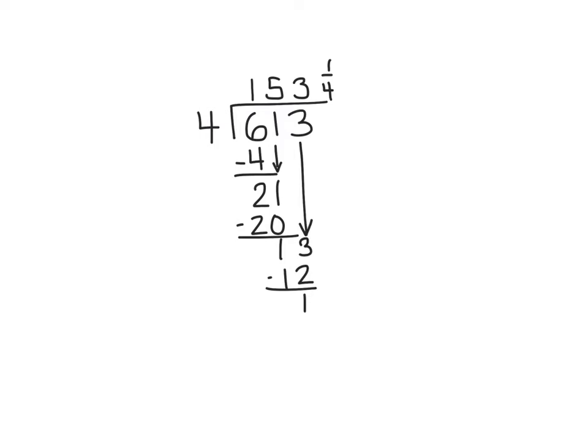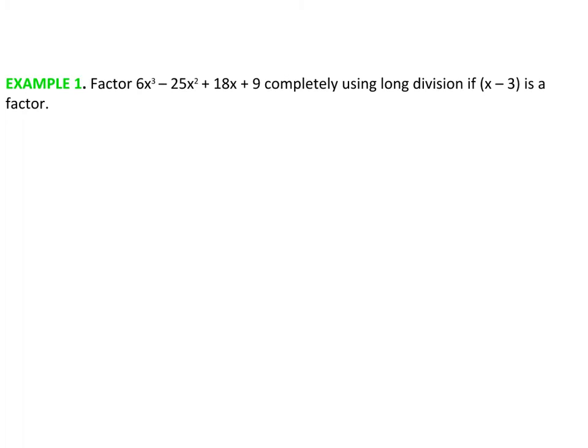Let's mimic this now with polynomial long division. We're told to factor 6x cubed minus 25x squared plus 18x plus 9 completely using long division if x minus 3 is a factor. Now, if x minus 3 is a factor, that means that it goes into it evenly, and that my remainder, there'll be nothing left over. I'll have a remainder of 0 if it's a factor.